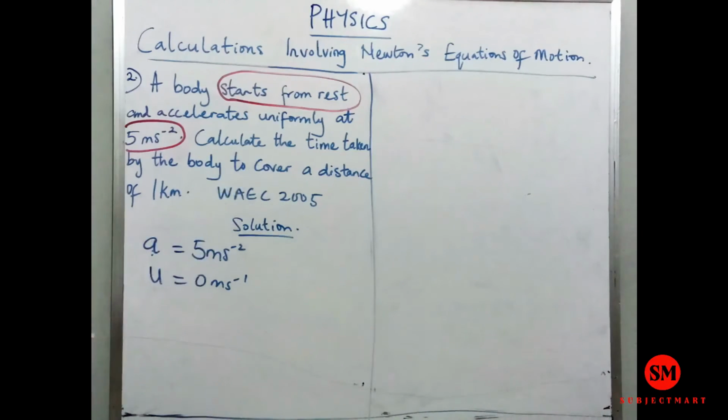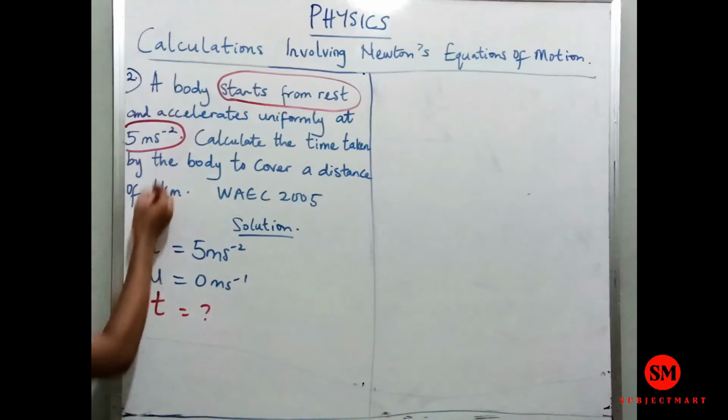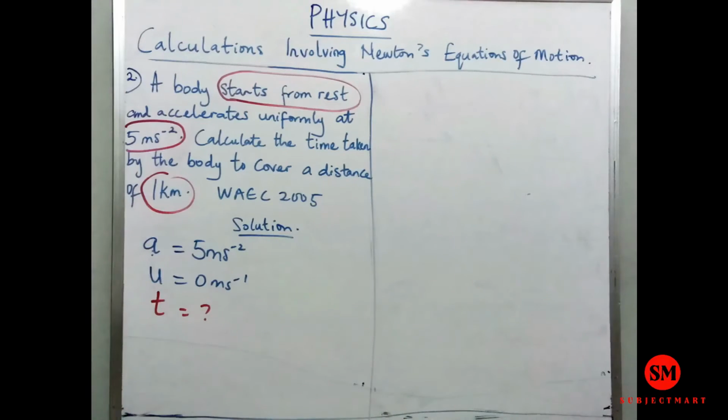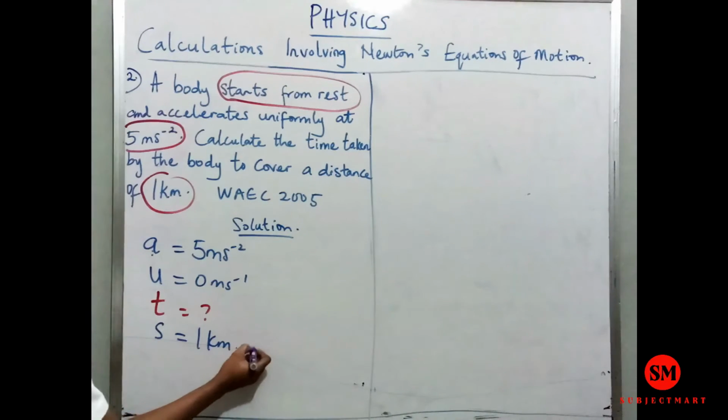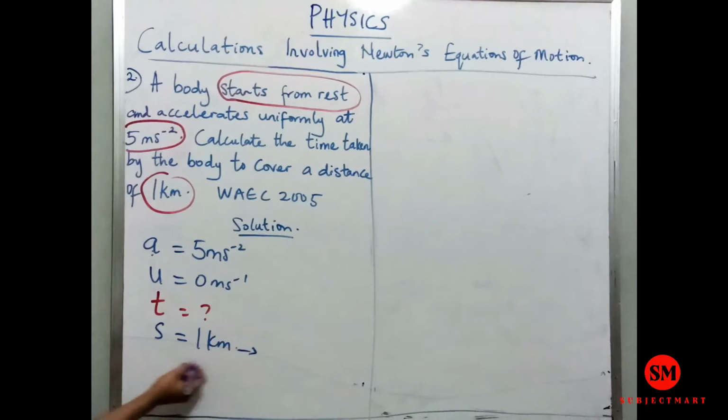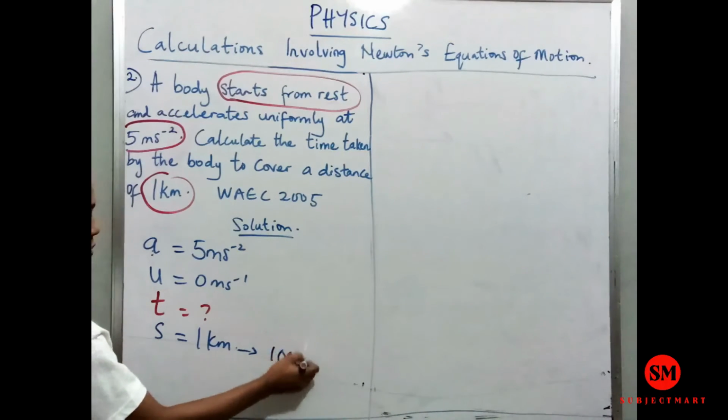So calculate the time taken by the body. We are asked to find t to cover a distance of 1 kilometer. We're given our distance to be 1 kilometer. Okay, before we move on, distance given here is 1 kilometer, so we need to convert it to meters. And to do that, 1,000 meters equals 1 kilometer. So we have 1,000 meters.